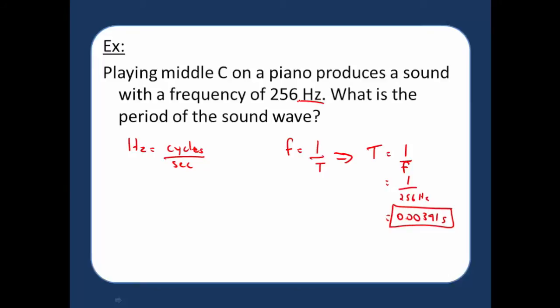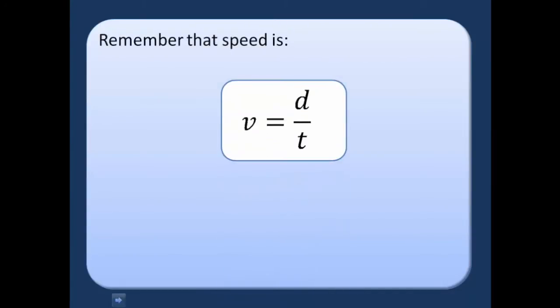But in this case, it's a rather straightforward calculation. Let's try something a little different. If you remember, our equation for speed in kinematics is velocity equals distance over time. This is uniform motion with no acceleration, which again, with waves, the only thing that's going to affect the wave's speed is the medium that it travels through.